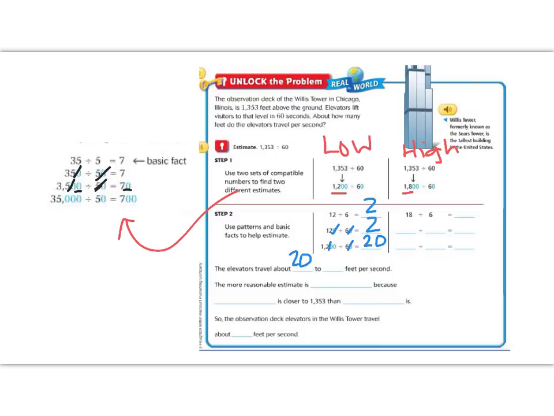Now let's do our high estimate. 18 divided by 6 is 3. Now let's follow the pattern we did before, adding one zero at a time. So now instead of 18, we're going to have 180 divided by 60, so that both zeros cancel out, and the answer is 3. And then 1,800 divided by 60 is 30. And that's because we have one zero, one zero, but one left over. So our high estimate is going to be 30. So the elevators travel about 20 to 30 feet per second.